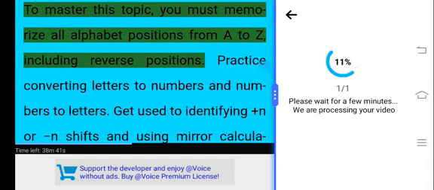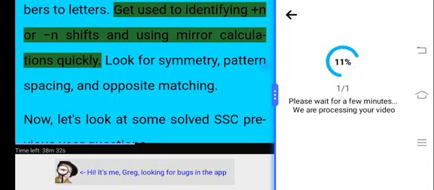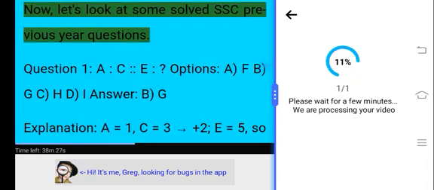To master this topic, you must memorize all alphabet positions from A to Z, including reverse positions. Practice converting letters to numbers and numbers to letters. Get used to identifying plus and or minus n shifts and using mirror calculations quickly. Look for symmetry, pattern spacing, and opposite matching. Now, let's look at some solved SSC previous year questions.